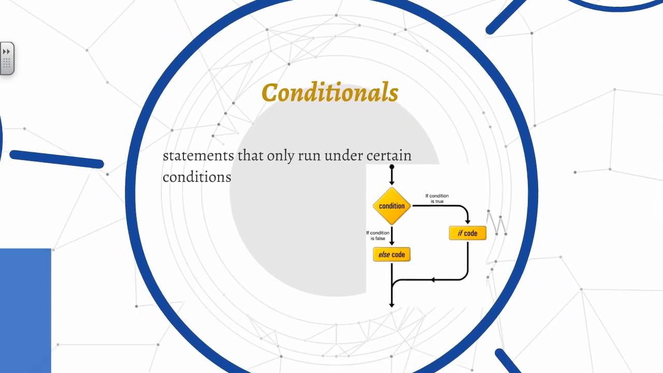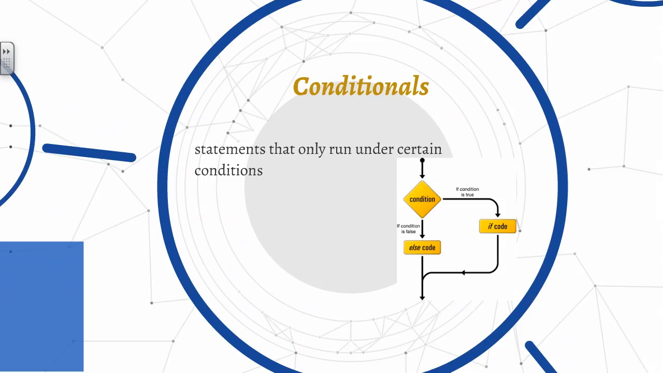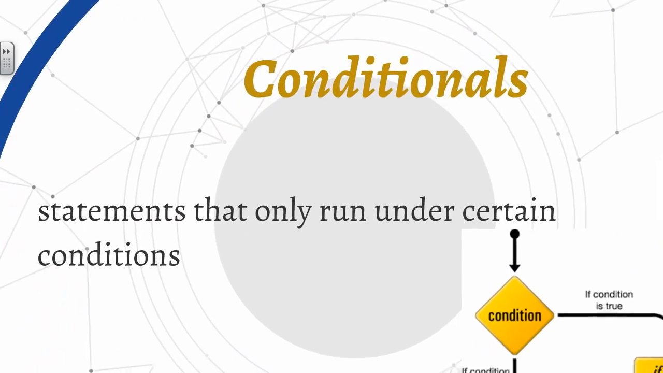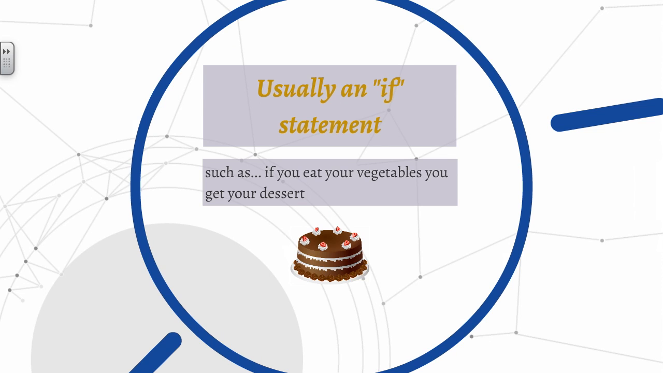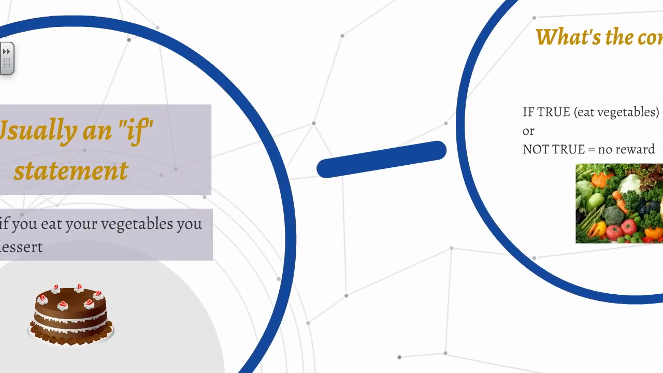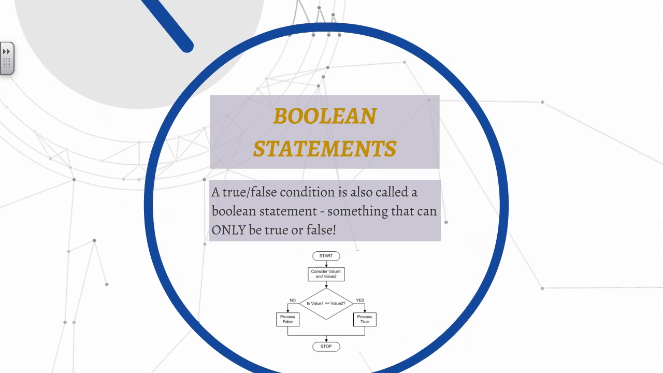Let's go to the next one. Usually an if statement, such as if you eat your vegetables, you get your dessert. That's a pretty simple one. The condition is if it's true, eat the vegetables, you get the reward. Or if it's not true, you get no reward. I'm sure you've encountered lots of these things in your lives.